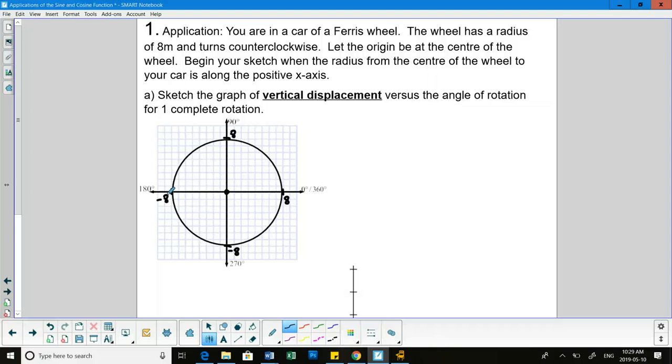Okay, and then our starting position, the question tells us, is this location right here. So that's going to be our start.